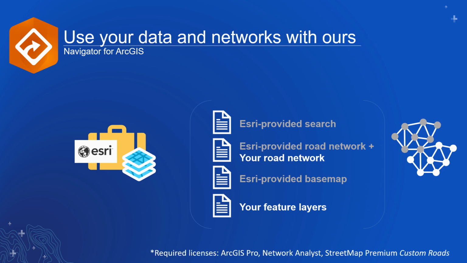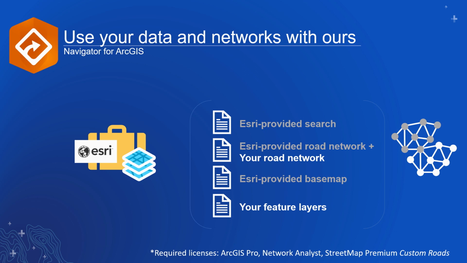The other option is the more complicated one, but can be really powerful if you have your own road networks. That's the idea of being able to use your road networks plus our networks plus your feature layers. So that's going the whole shebang. Again, you can use Esri-provided search and Esri-provided road networks. You can combine your own road networks with ours. You can use an Esri-provided base map or your own if you like, along with your feature layers. So you can just jam that mobile map package full of all kinds of stuff.